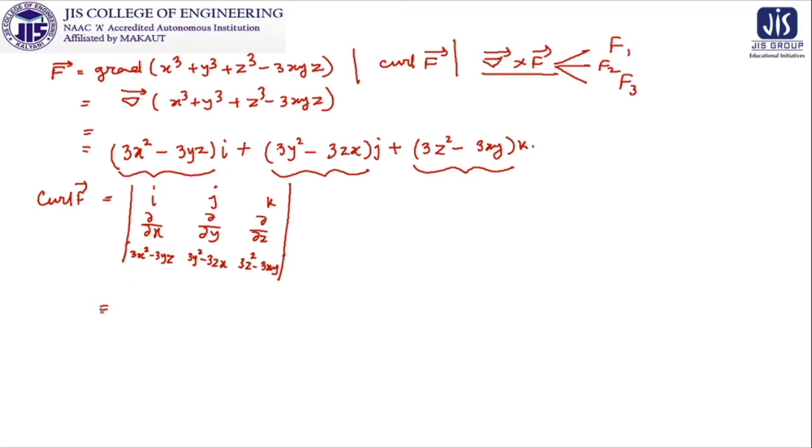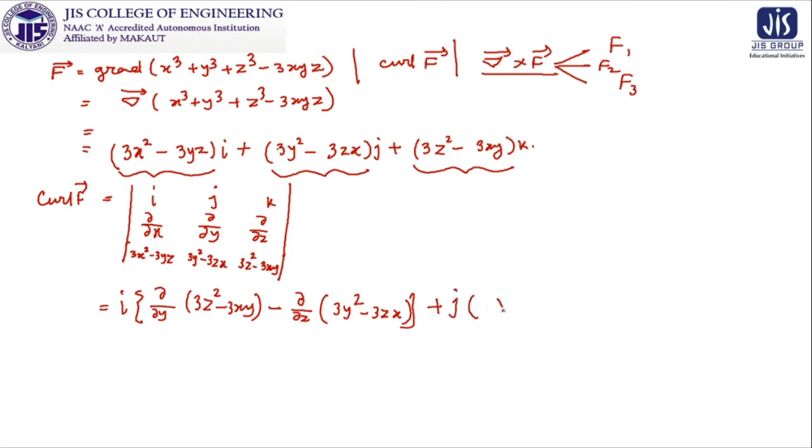And when we are going to find the components of this determinant, I will write i, and then del y of 3z square minus 3xy, minus del z of 3y square minus 3zx. Immediately you will ask, sir, what will be j, what will be k?